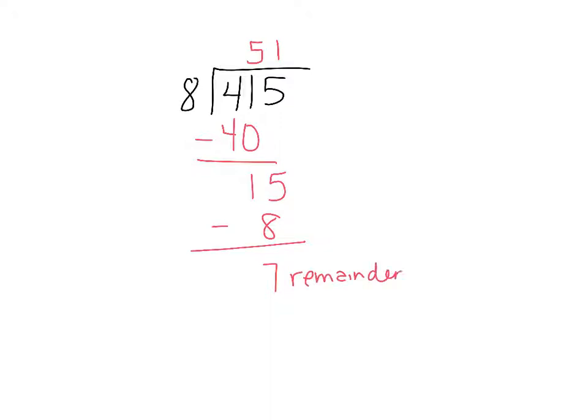There are a couple of things we can do with that, depending on how advanced you were. When you first learned how to do it, you would just say that your answer was 51, remainder 7. But later on, we would take that 7, that remainder, and place it over whatever your divisor is. So ultimately your best answer for this would be 51 and 7/8. That's what you would get from dividing those two numbers.